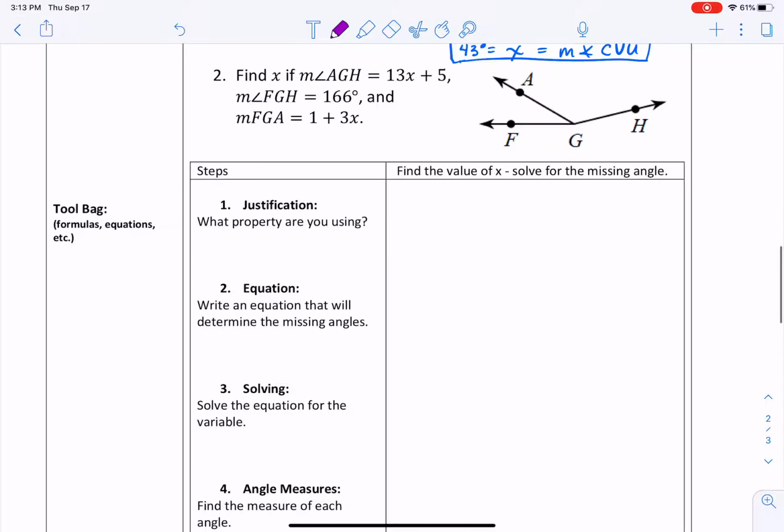For number 2, we're going to break it down a bit further. I've got this chart laid out that gives you the 4 steps and how to solve when the problem is more complex. So justification, which property are we using? Well, the property we're talking about today is the adjacent angle property.